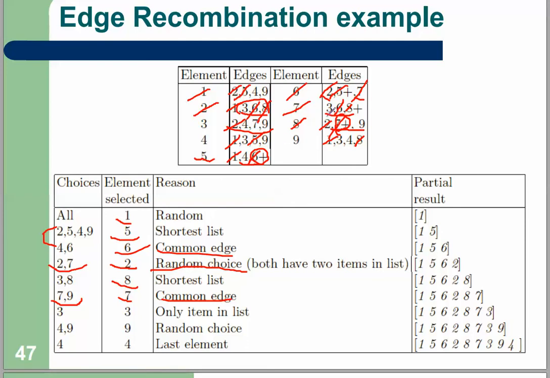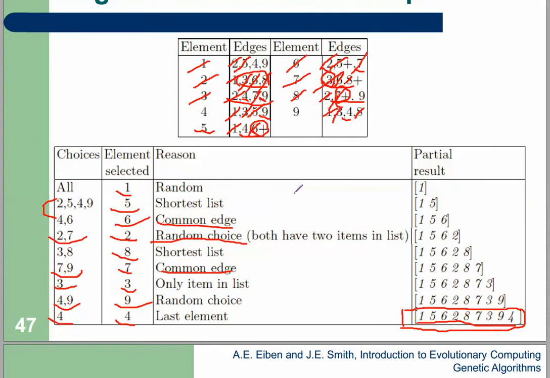7 has only one neighbor remaining, 3, so we must select 3 and remove it from the table. And 3 has two elements, 4 and 9, each with only one neighborhood, so we select one of them randomly. For example, we select 9 and the remaining value is 4. This is the offspring produced by edge recombination crossover.